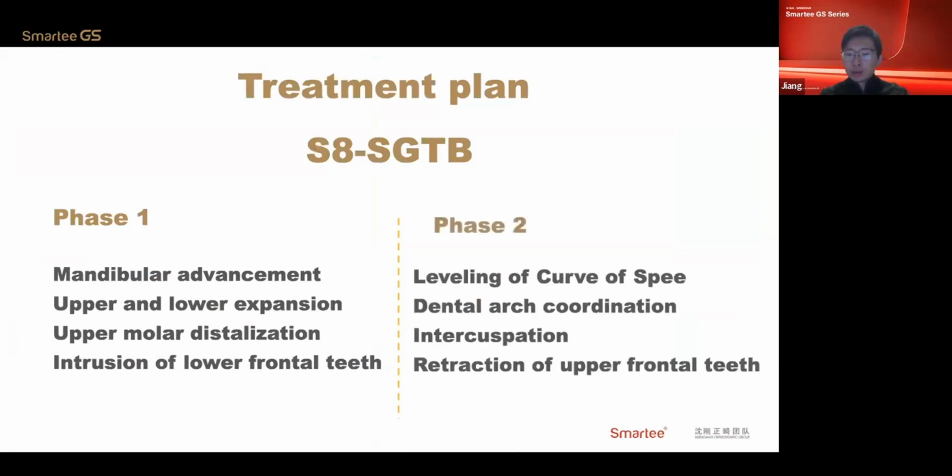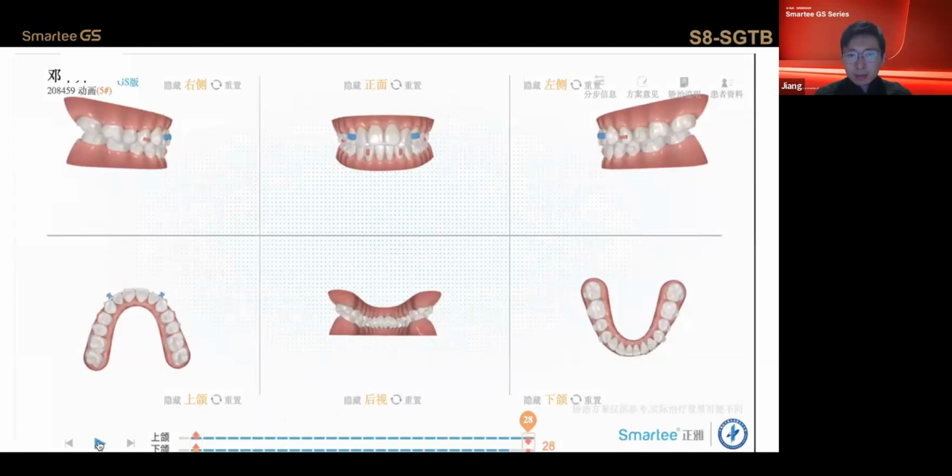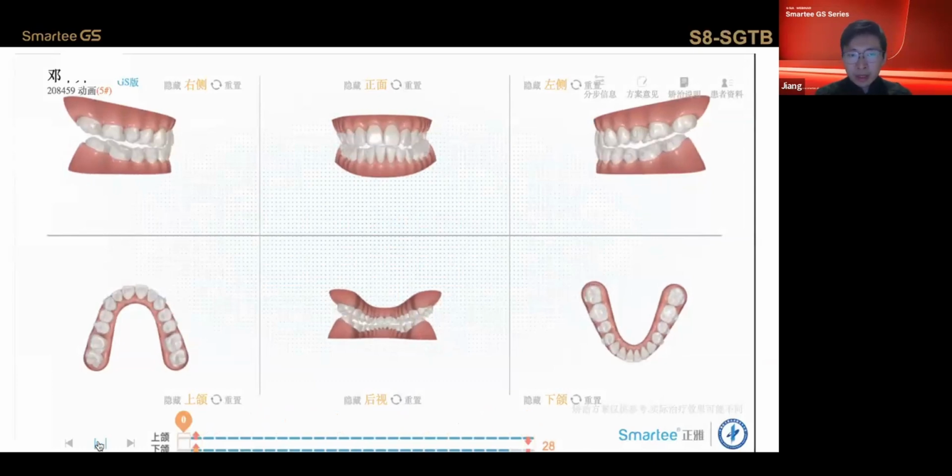And in phase 2, what should we do? We should level the curve of Spee. We should do dental arch coordination. We should build the intercuspation, and we should retract the upper frontal teeth. And we can see the phase 2 plan. It's not difficult. With the help of micro-implant anchorage, we retract the upper incisors, and also we flatten the lower curve of Spee.